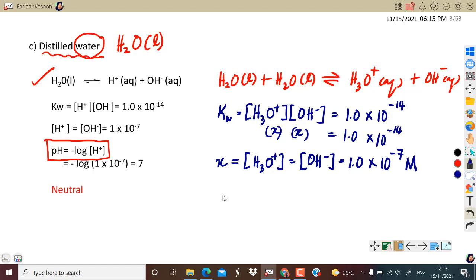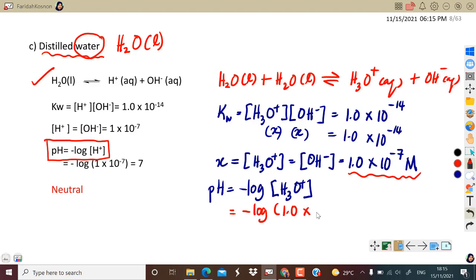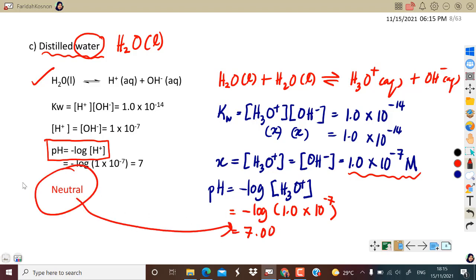Jadi, nak kira pH, the formula is pH equals to negative log concentration of hydronium ion. Jadi, berapa concentration hydronium ion? Ini tadi. So, masukkan dalam formula negative log 1.0 times 10 to the power of negative 7. Okay. So, you akan dapati bahawa the pH is 7.00. Therefore, the solution ataupun distilled water adalah neutral.